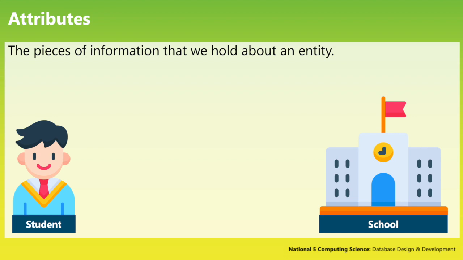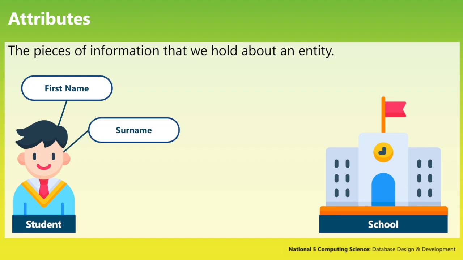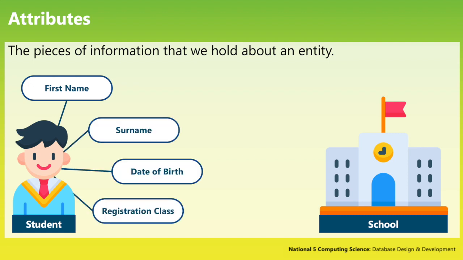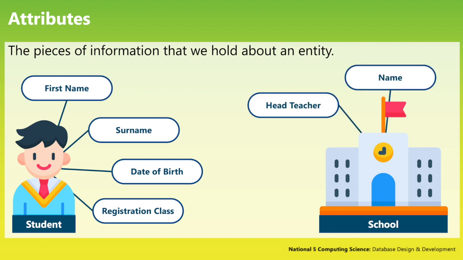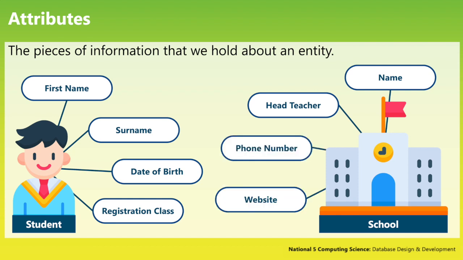So if we think about a student, things that we might want to store in our database about that student is their first name, their surname, their date of birth, and their registration class. For schools, we might want to store their school name, the head teacher of that school, the phone number of that school, and the website of that school. So the entities are student and school, and the attributes are the pieces of information we hold about these entities.